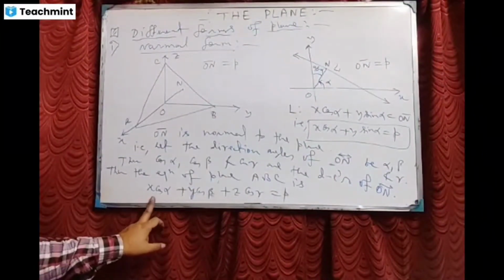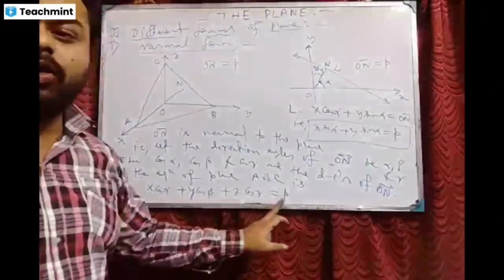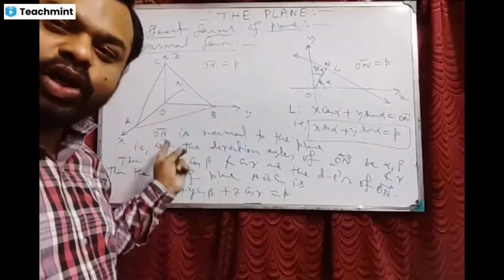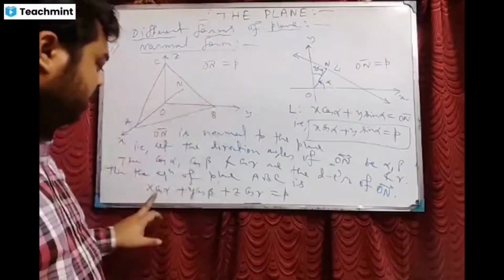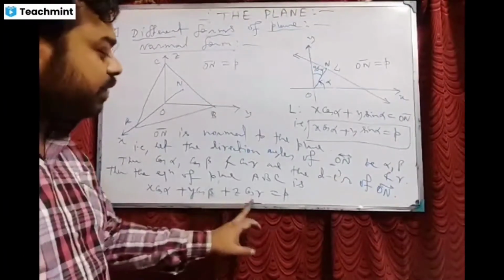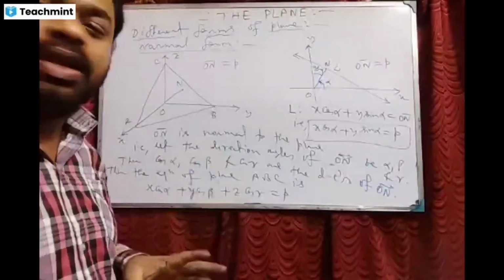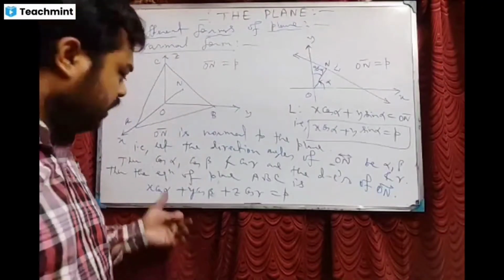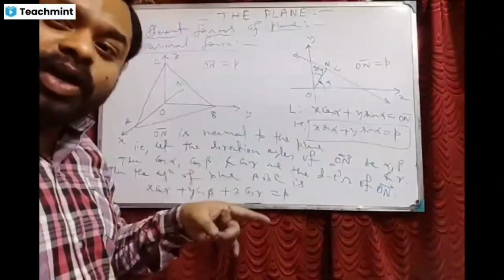So here the equation of plane in normal form is x cos alpha plus y cos beta plus z cos gamma equal to p, where p is the perpendicular distance from the origin to the plane. That is distance ON. Distance ON is p, and cos alpha is the coefficient of x, cos beta is the coefficient of y, cos gamma is the coefficient of z. So cos alpha, cos beta, cos gamma are the direction cosines of the normal to the plane.